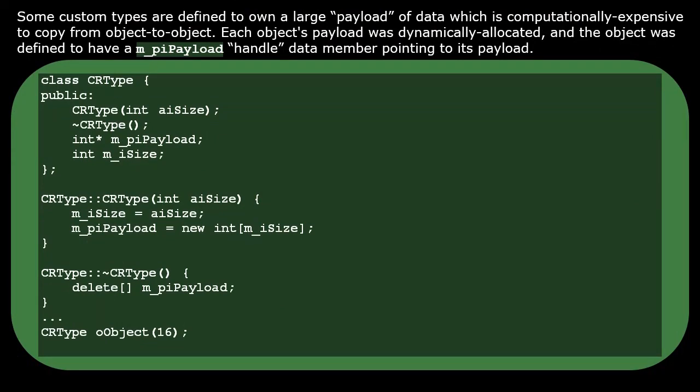Some custom types are defined to own a large payload of data, which is computationally expensive to copy from object to object. Each object's payload was dynamically allocated, and the object was defined to have a data member pointing to its payload.